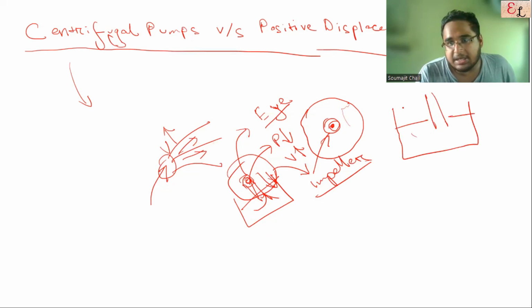So what happens is there is this atmospheric pressure, PATM, and there is an extremely low pressure, which is lower than PATM. Due to this PATM, the fluid goes up here and reaches the eye of the impeller. The impeller is rotating at a very high speed due to a motor connected to it. It throws the fluid at the periphery, as I have shown here.